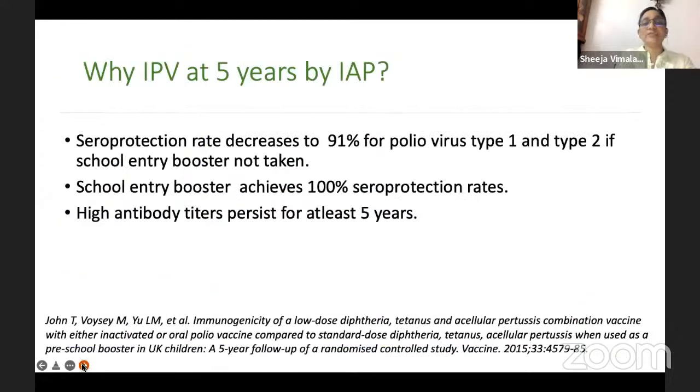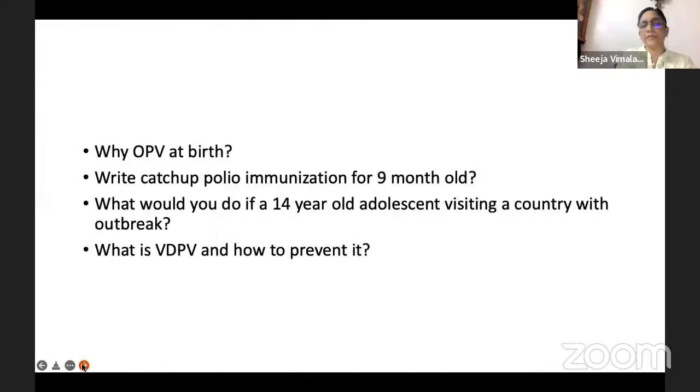So the first question is, why IPV at 5 years? Because by the age of 5 years, it's not 100% seroprotection. The seroprotection drops, especially for type 1 and type 2. That is why IAP is recommending a booster dose at 5 years, so that for the next 5 years also you are near 100% protected against all the 3 serotypes.